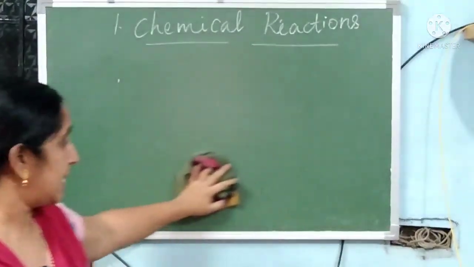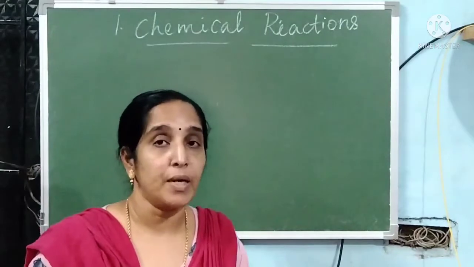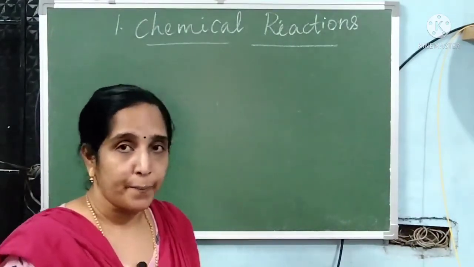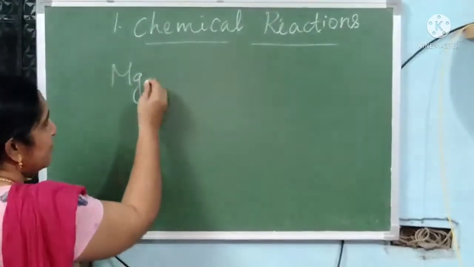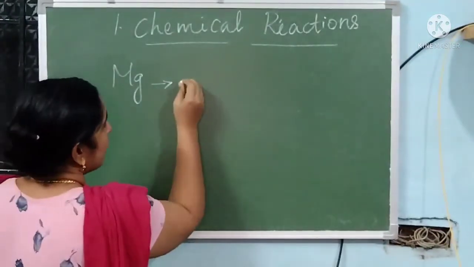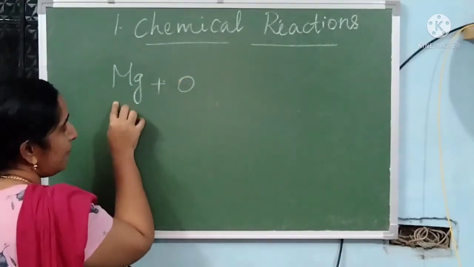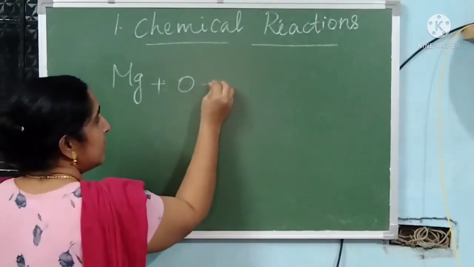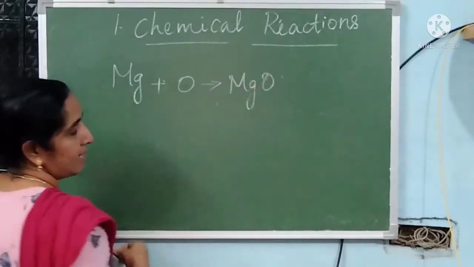We have already heard about metals. Metals have some properties like sonorous, malleable, and ductile, so they are called metals. We know about magnesium, Mg. Magnesium is a metal which has the capacity to react with oxygen. So magnesium reacts with oxygen to form magnesium oxide.